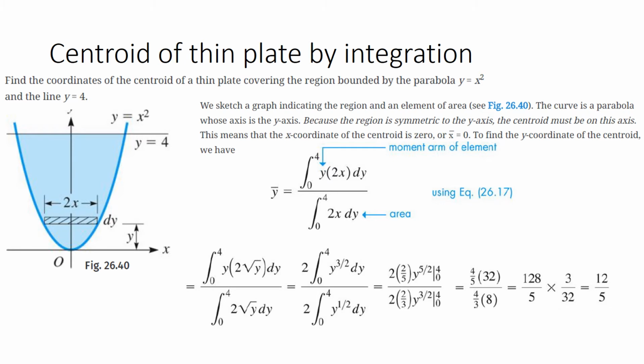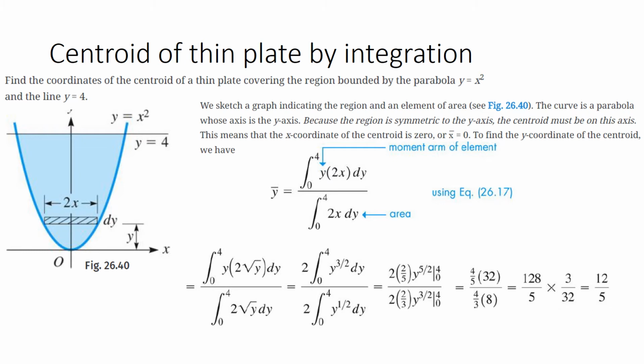And I end up with 4/5 times 32 in the numerator and 4/3 times 8 in the denominator. I do some algebra and I find out that that comes out to 12/5. 12/5 is about 2 2/5. We said it was going to be a little bit closer to the top than halfway. Halfway would have been a 2, and you can see here this is 2 2/5. A little bit closer to the top is the center of mass.